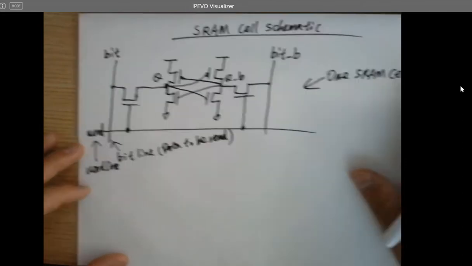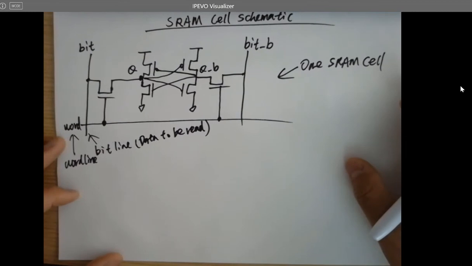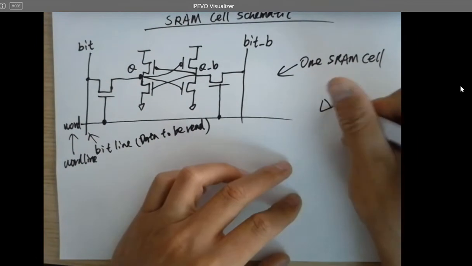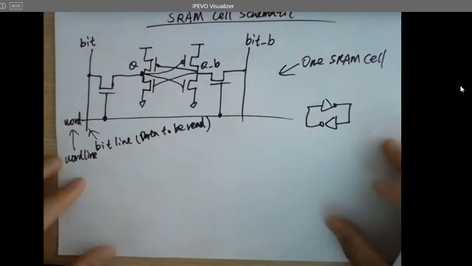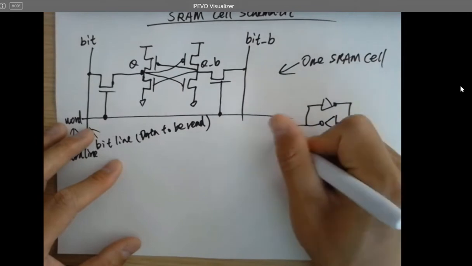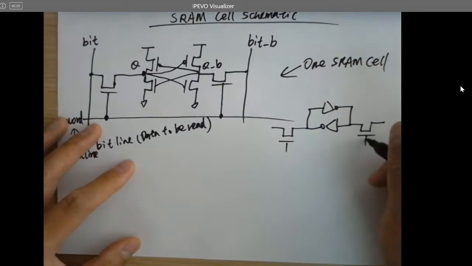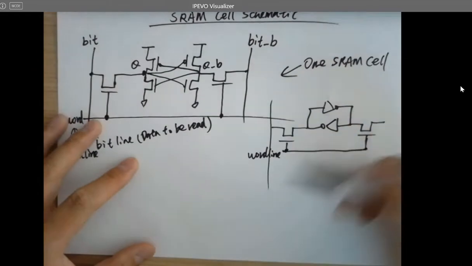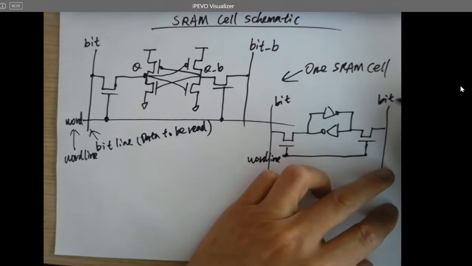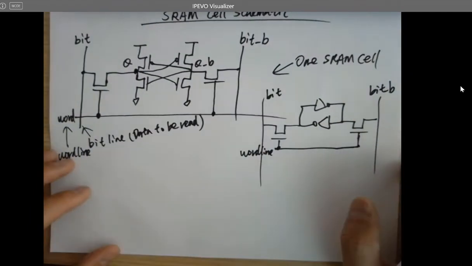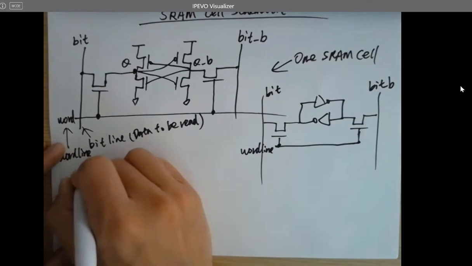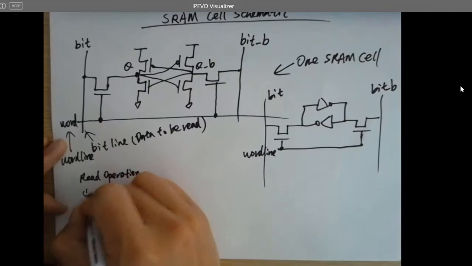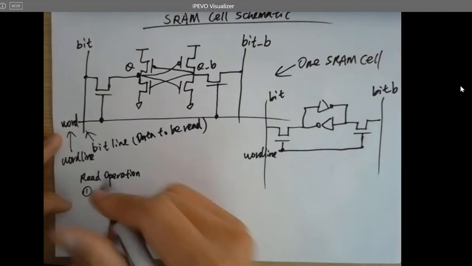So now let's see how the reading operation is done by this memory cell. So that's a latch, and there's no difference between this and this. Same circuit. There's no difference. The same. And for the read operation, what's the first step? Precharge.